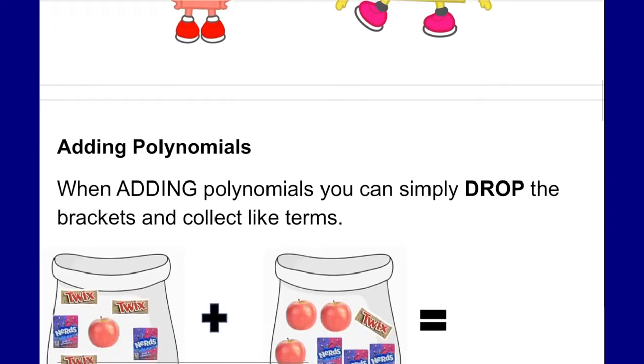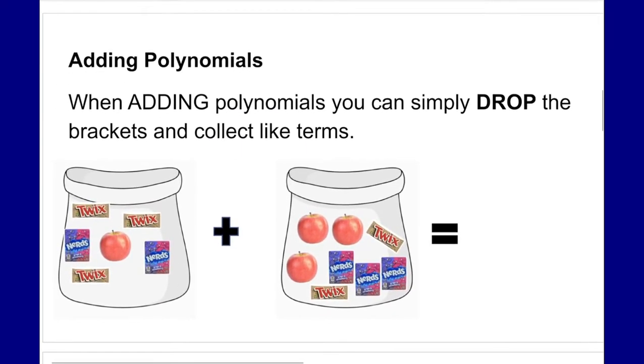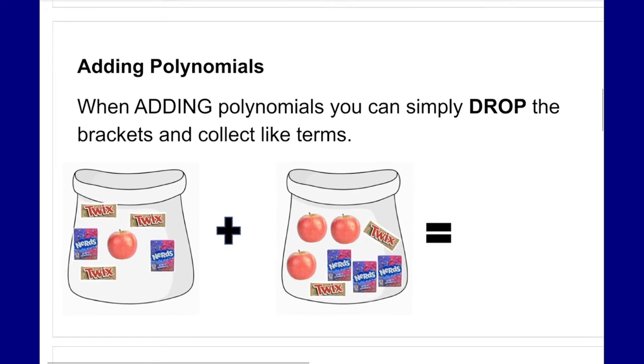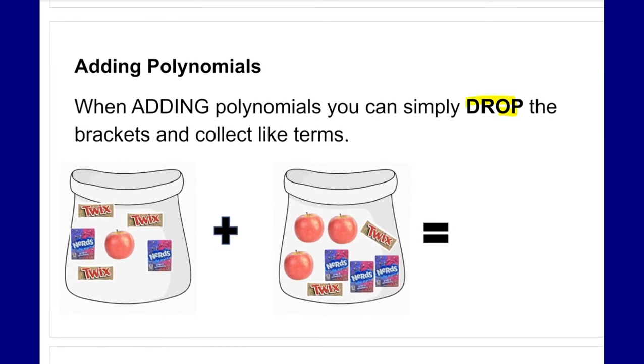So the rule when we're adding polynomials is that when we add polynomials, we simply drop the brackets and collect like terms. So again, you may be wondering, what brackets are we talking about? We'll see the brackets in the examples, and we'll look at a visual example here to help us a little bit.